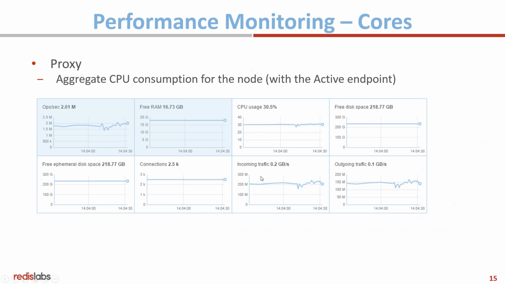The last piece, again, I just touched upon this. You can actually see the proxy aggregate CPU consumption for the node, right? And this is, again, the node metrics that I have a screenshot of. And you can actually see wherever I have the active endpoint, my usage is 30.5%. So if you have an active-passive deployment of the endpoint itself, the cluster, right? There will always be a single active endpoint where all the connections are coming in.